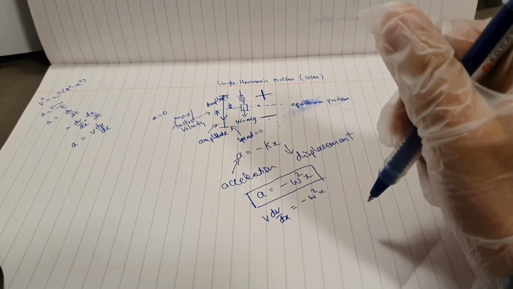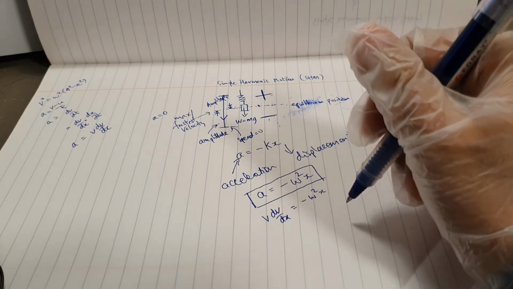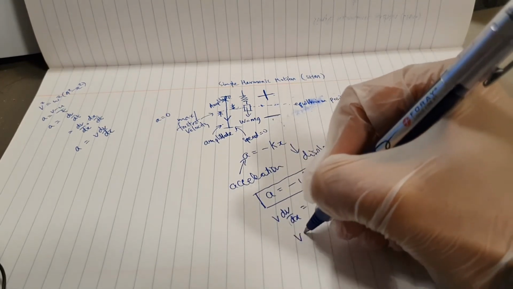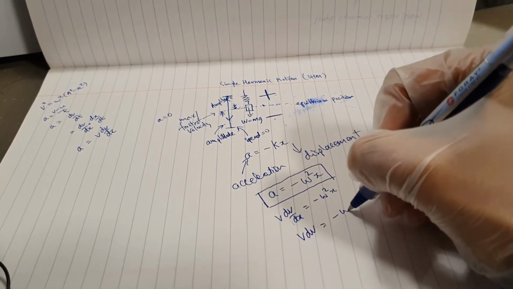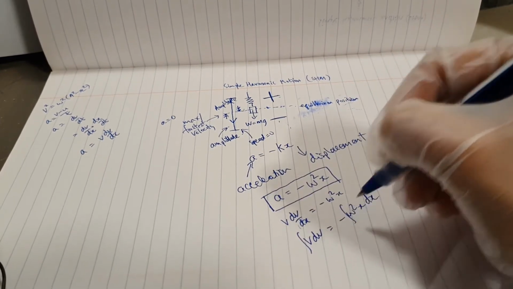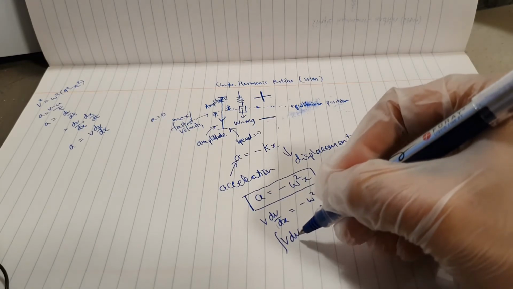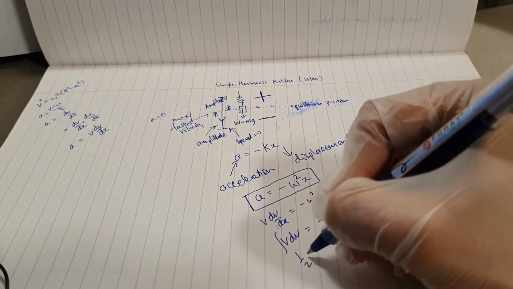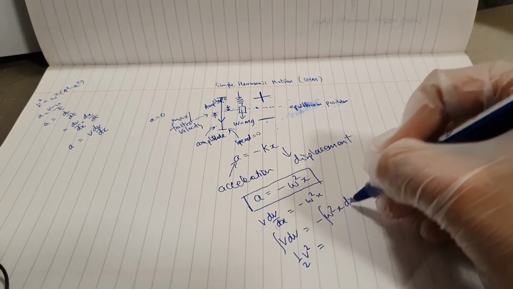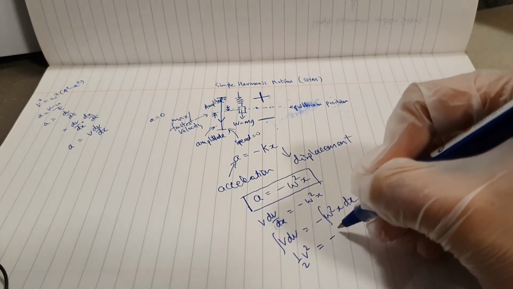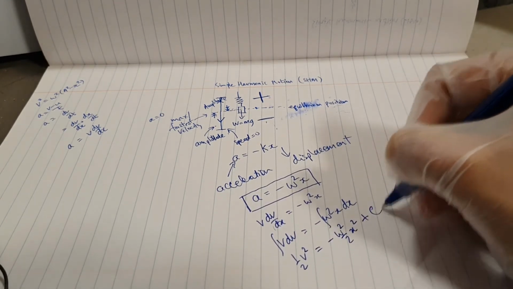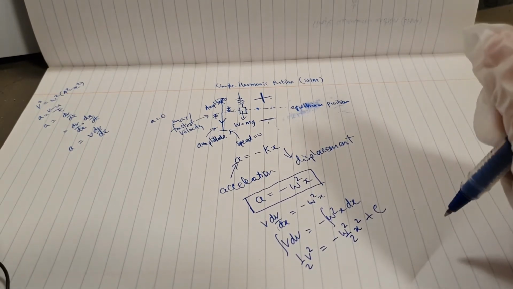Now you need to know integration here. Let's put the dx to the right hand side. So you're left with v dv equals minus omega squared x dx. So let's integrate both sides. Integrate v with respect to v is half v squared, and that is equal to, integrate this with respect to x, you have minus omega squared divided by 2 x squared. Now remember, you always have to add a constant, and we need to work out what that constant is.